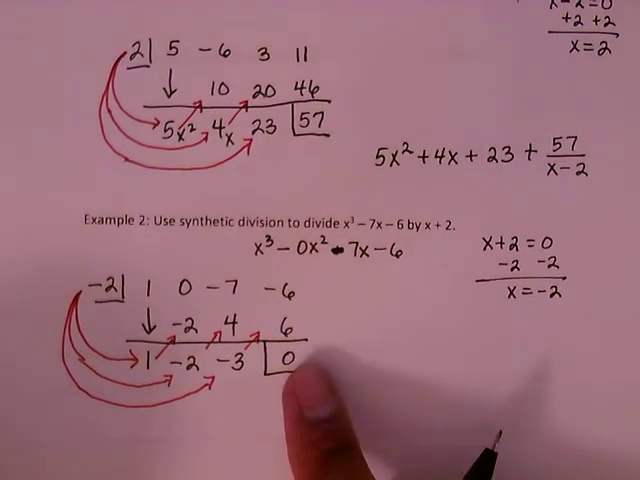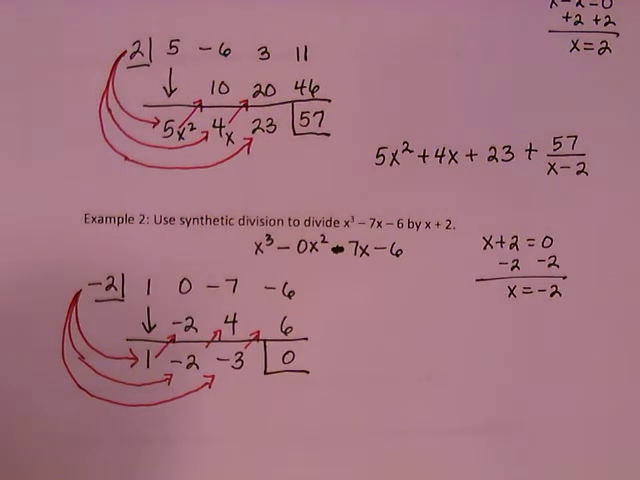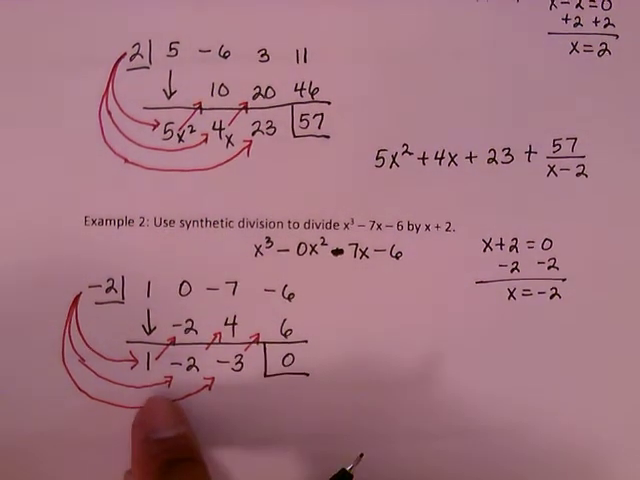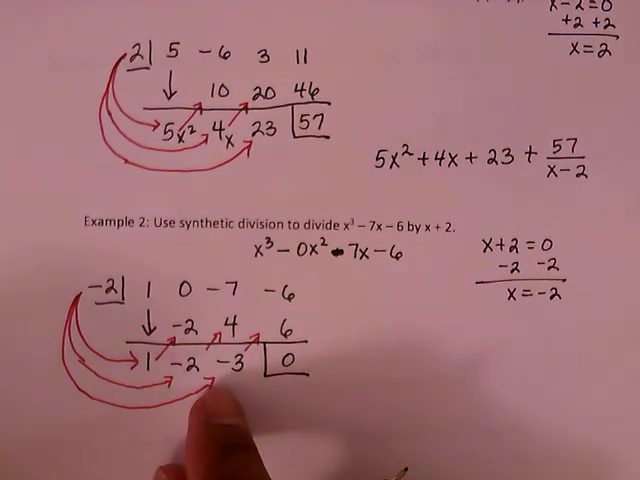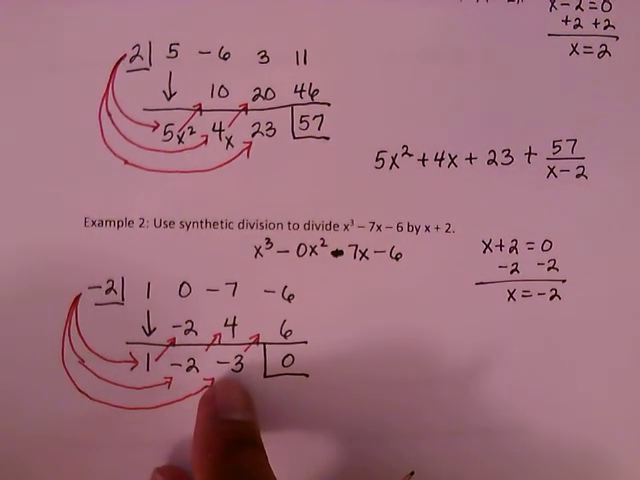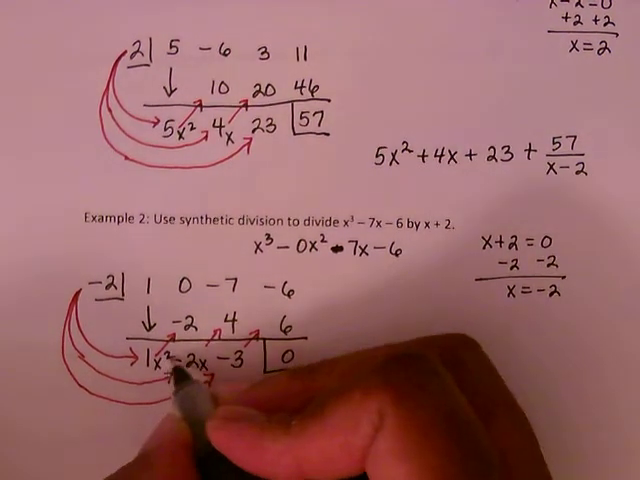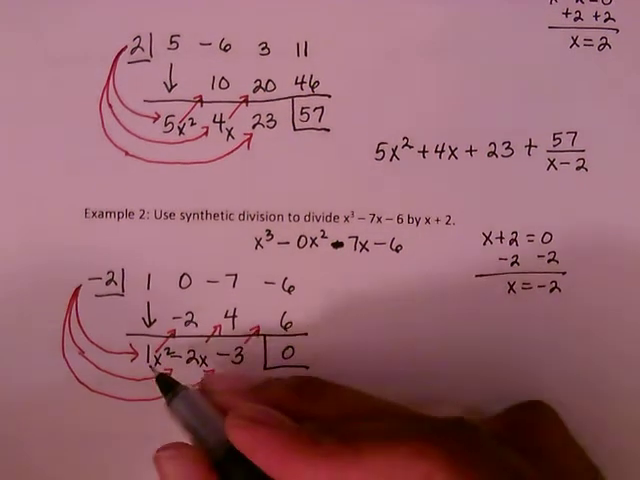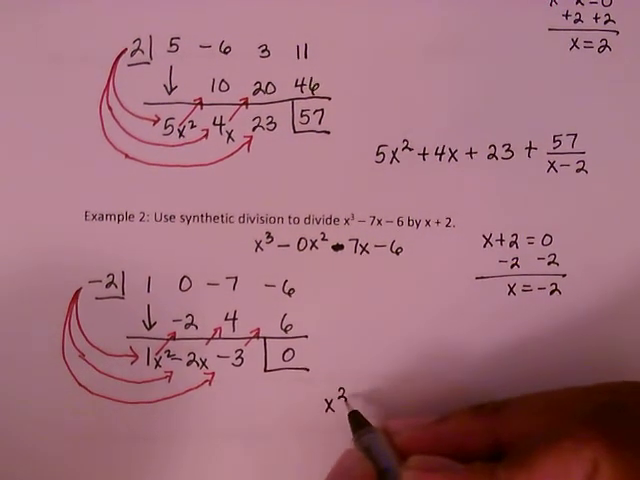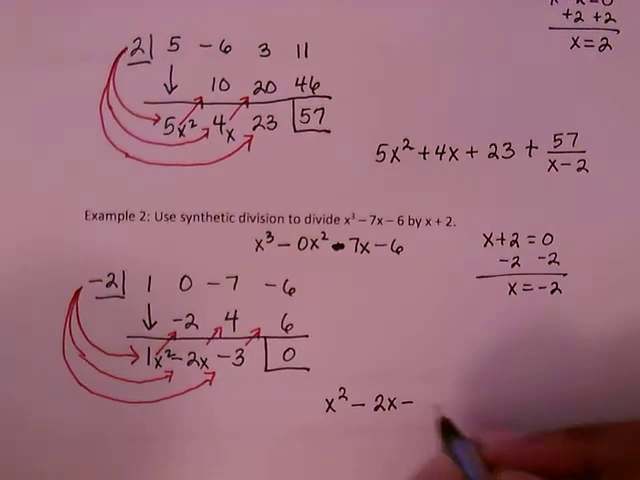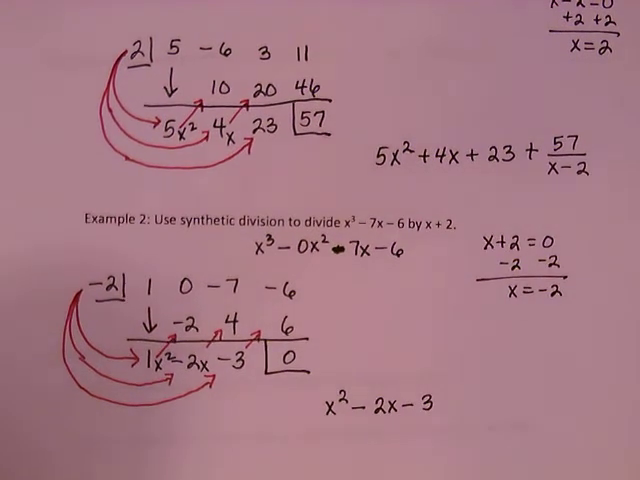Well, notice the remainder is 0, so I don't need to write 0 over x plus 2. But for the 1, negative 2, negative 3, that's the quotient. Your constant will be negative 3. The negative 2 is the coefficient of x. The 1 is the coefficient of x squared. So I'm going to have 1x squared, or just x squared, minus 2x minus 3. And that plus 0 over x plus 2 will not be necessary because the remainder there is simply 0. So we just need to write the quotient.